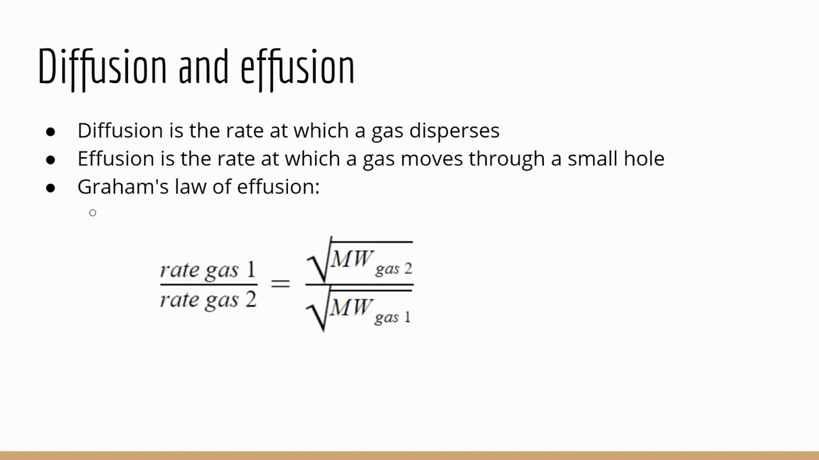Graham, who was a scientist a while ago, has a law of effusion, which says the rate of one gas over the rate of the other gas is equal to, with MW for molar mass, the square root of the MW of gas 2 over the square root of the MW of gas 1. MW is just an old-fashioned abbreviation for molar weight. What this really means is that heavier gases are moving slower. That's the important part to understand.